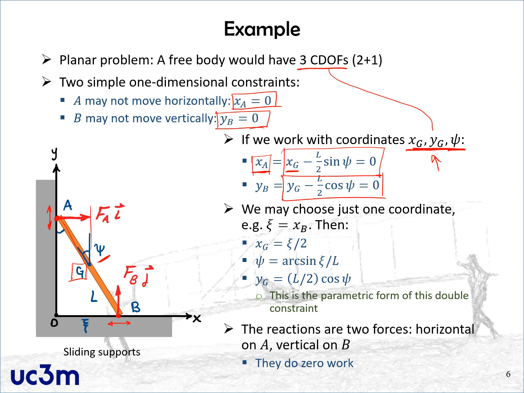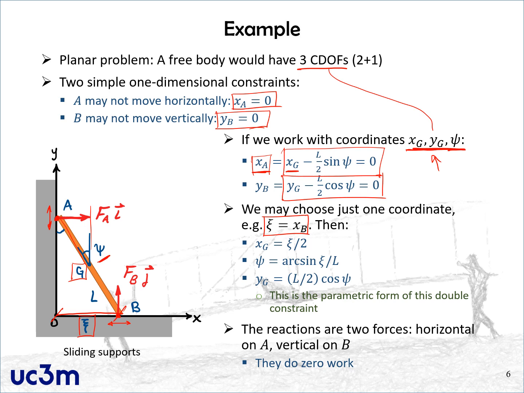Now, since we know that these constraints are simple, that means that we can write them in a parametric form. And moreover, we can use them to reduce the number of coordinates, the number of degrees of freedom of the problem, and write everything in terms of just one variable, one coordinate. We could choose anything, the angle psi, for example, but in this example, I have decided to use the coordinate xB, which I'm going to call xi, the Greek letter xi, as you see over here. So basically this horizontal distance between the origin and B.